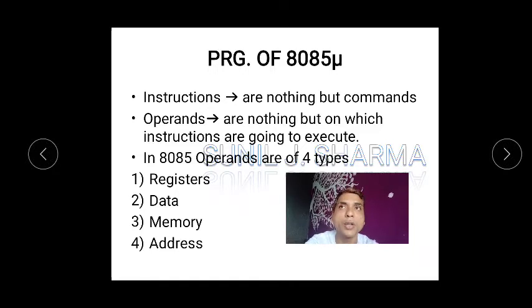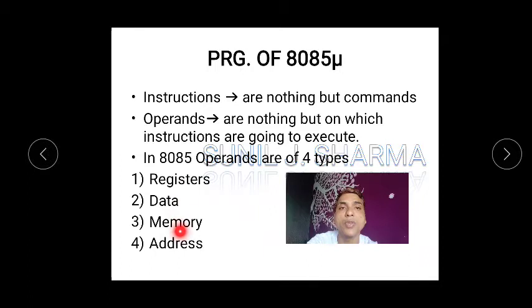But suppose I take a particular name, like Mr. X, stand up, then he will stand. So that means stand up becomes a command, and Mr. X becomes an operand. We are humans, but when we talk about machine languages, in 8085 operands are of four types, on which the instruction is going to work. So there are four types, that is registers, data, memory and address. Let's see what they are.